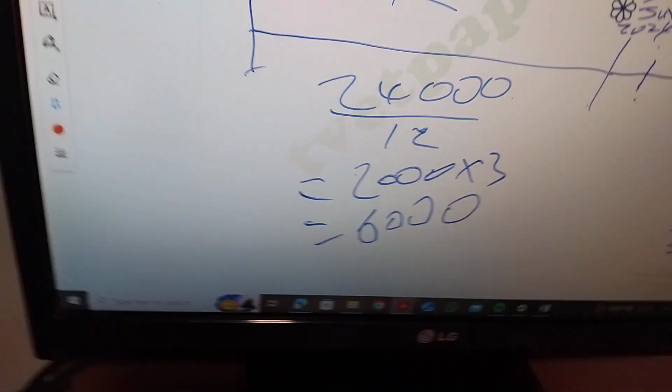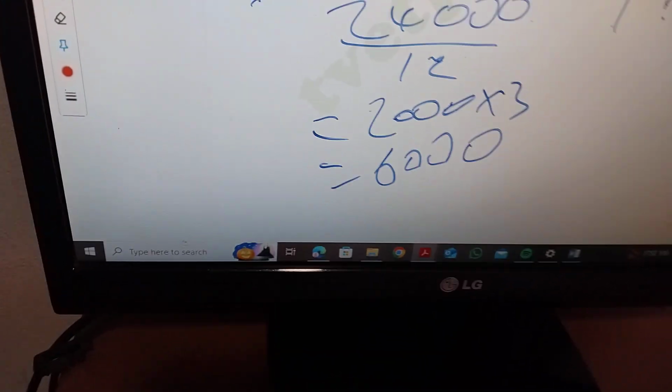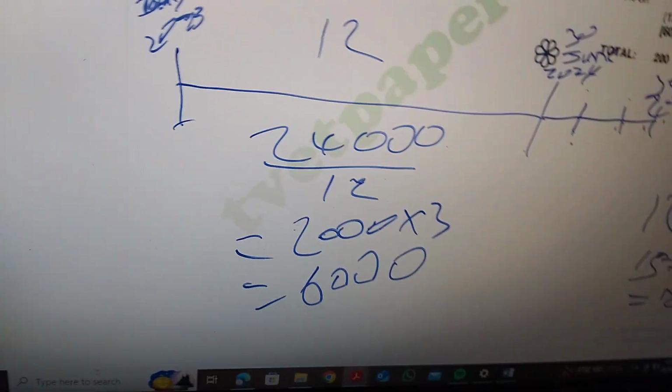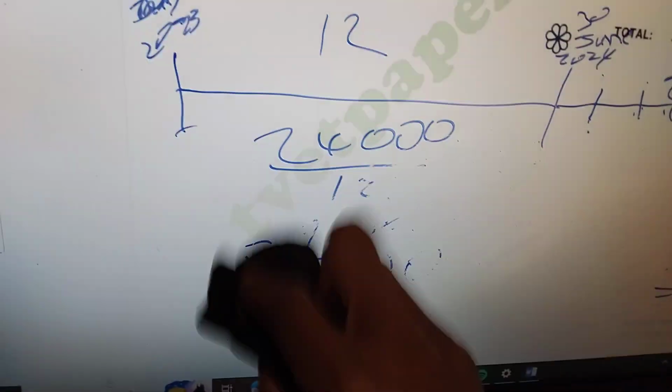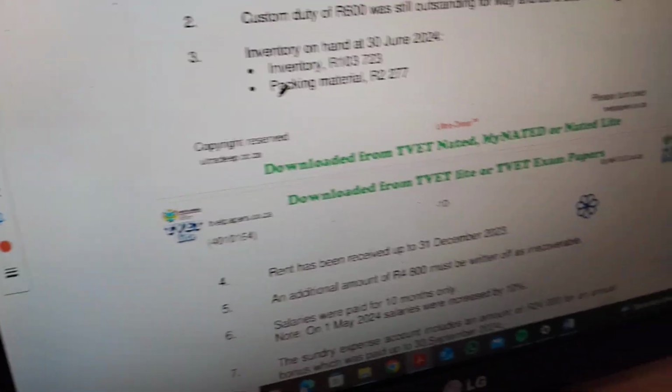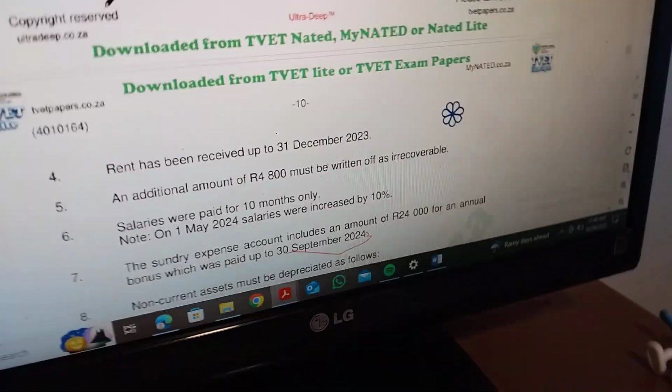So I will erase here. I suggest you also write the steps; they are going to help you in your exam. So I'm going to erase here for the sake of space. We know the amount is 6,000. What we're going to do is less the 6,000 rand. So let's go and less.